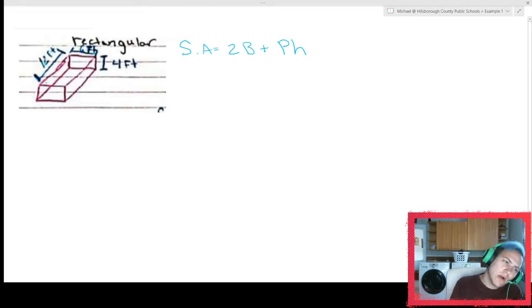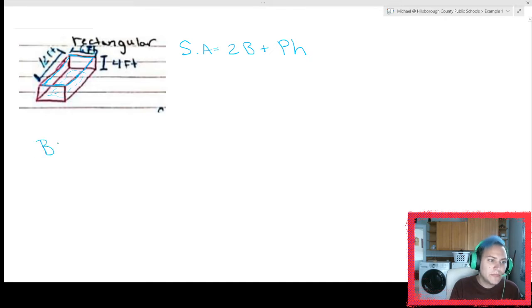So I think what I'm going to do is I'm going to use this top piece right here. This is going to be the base of my prism, this big rectangle up top, which means that the rectangle on the bottom, this one right here, that one right there would be the rectangle base on the bottom. So we just need to find the area of that base first.